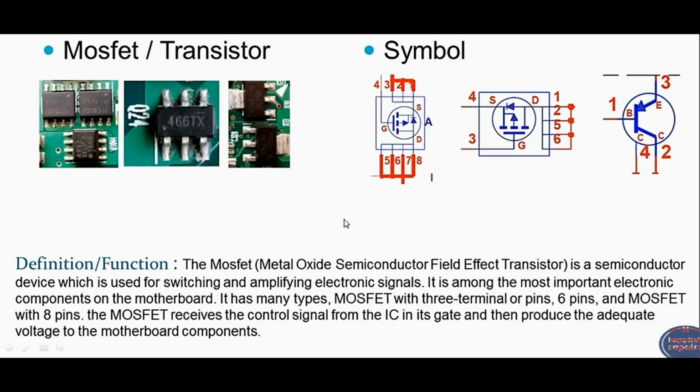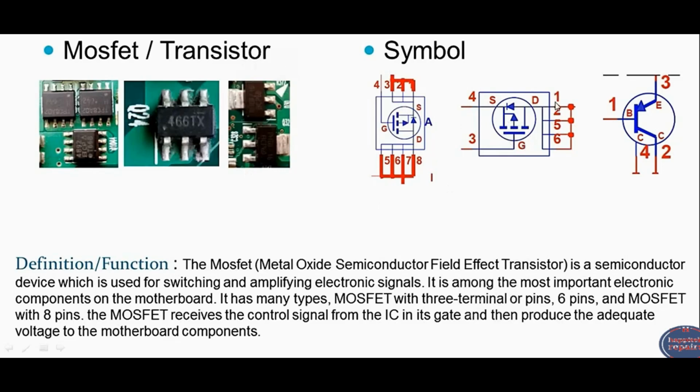It has many types: MOSFET with 3 terminals or pins, 6 pins, and MOSFET with 8 pins. The MOSFET receives the control signal from the IC at its gate and then produces the adequate voltage for the motherboard components. Basically here we have some symbols. This is the symbol for the MOSFET with 8 pins or 8 terminals. 4 pins for the drain are connected together, and over here we have 3 pins connected together. This is the source, and 1 pin for the gate.